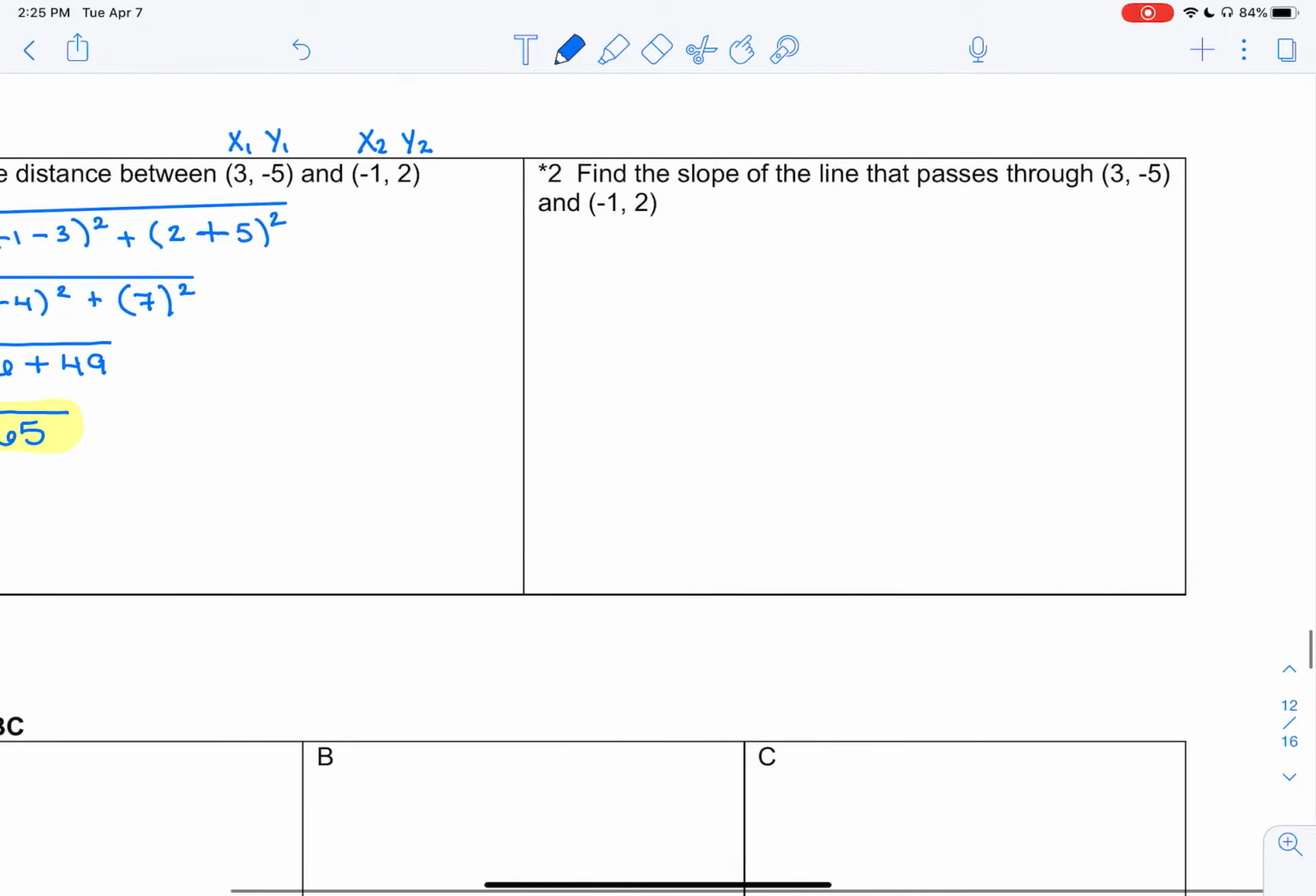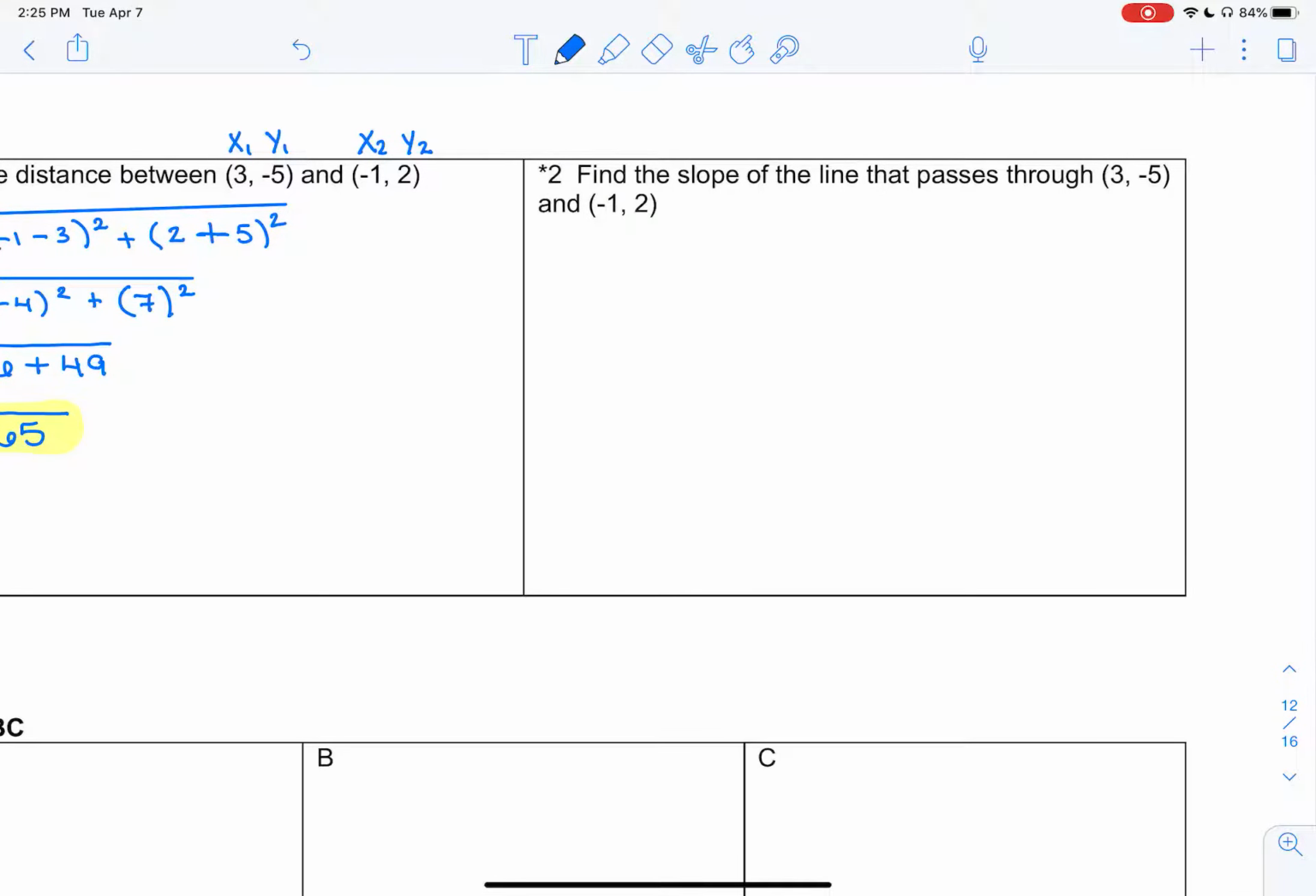Moving over to question 2, find the slope of the line that passes through 3, -5, and again I can label that the first x and the first y, and -1, 2, which is the second x and the second y. Starting off with slope, I have a lowercase m for slope, and it equals the change in y over the change in x. If you haven't seen that before, the triangle means change when we do math and science upper level classes. We also call it delta. So delta y over delta x means change in y, change in x.